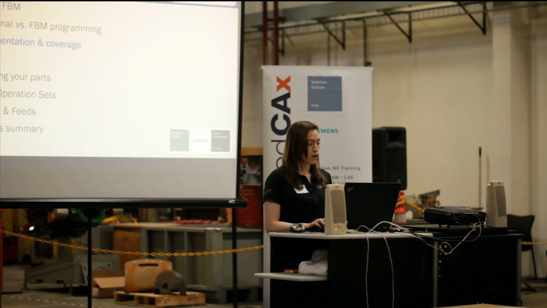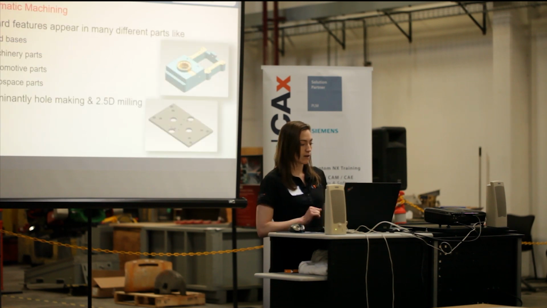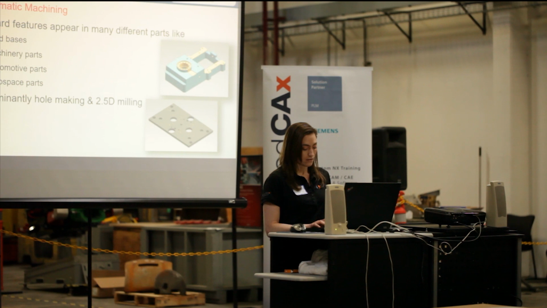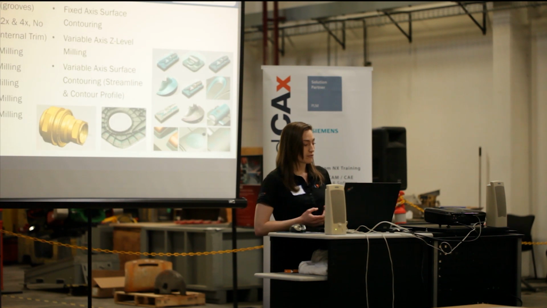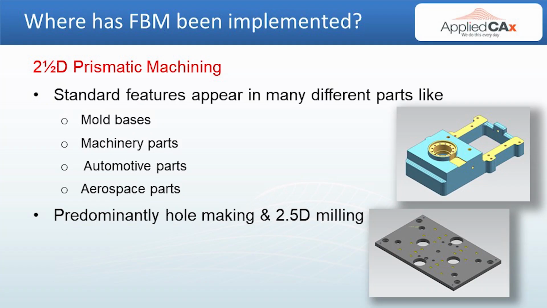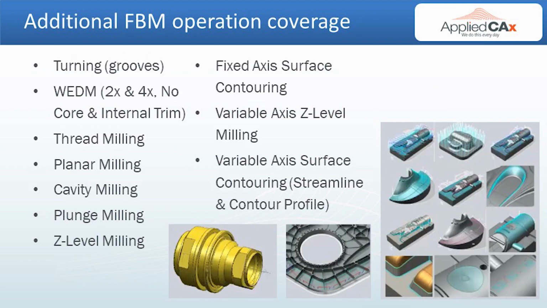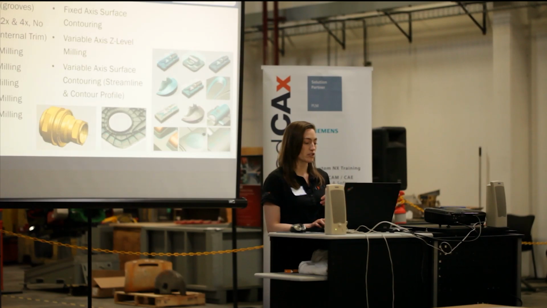So let's take a look at the kind of scope of where feature-based machining operates. It's traditionally been the majority of 2.5D prismatic machining, mostly hole features, but it does have, and industry, it doesn't matter, it could be automotive, aerospace, machine, prismatic parts, plate parts, doesn't matter, turning and wire EDM as well. So it also covers thread milling, planar milling, cavity, plunge, Z-mill, or Z-level. So it covers a wide variety of operation types and operation features.